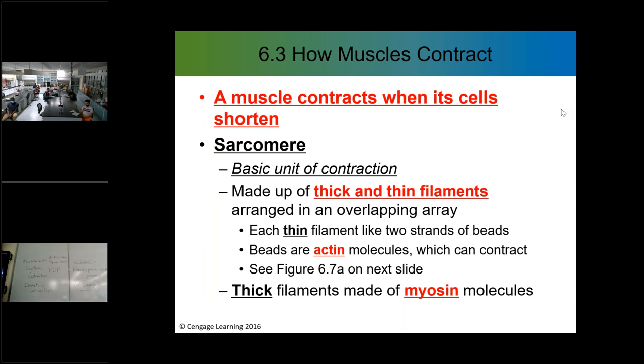And the unit of this contraction is called the sarcomere. It has these thick and thin myofilaments, these thick myosin, these thin actin.